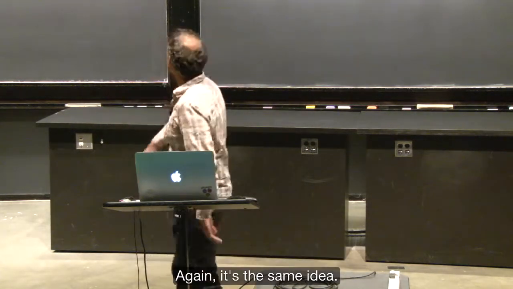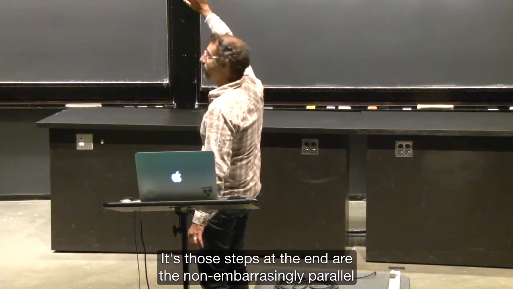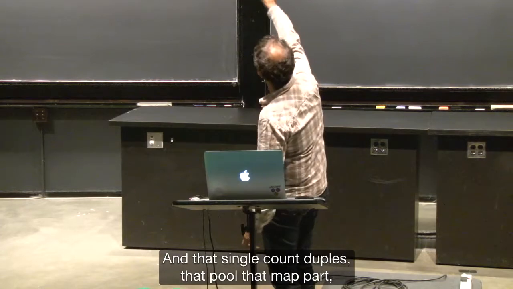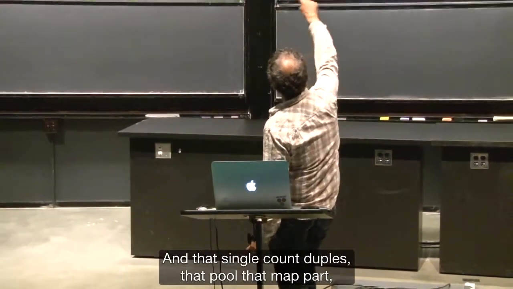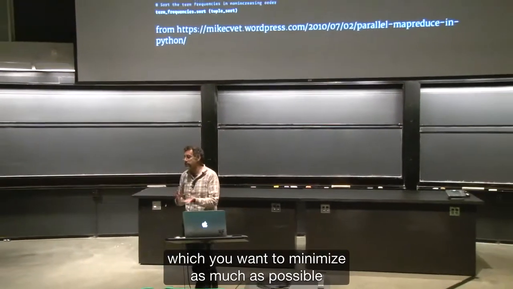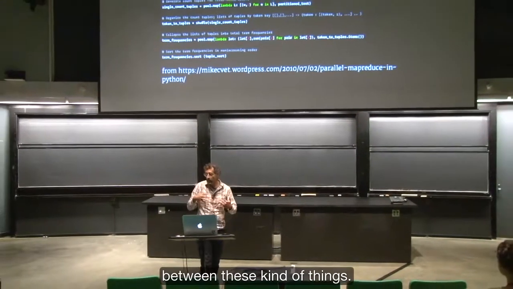Again, it's the same idea. Those steps at the end, the term frequencies and the sort, are the non-embarrassingly parallel part. And that single count tuples, that pool.map part, is the embarrassingly parallel part. And the shuffle part is the communication part, which you want to minimize as much as possible between these kinds of things.